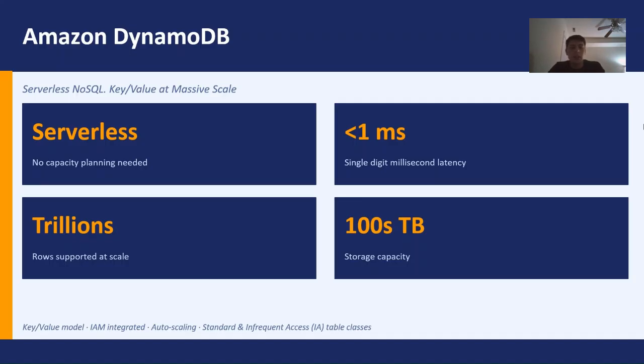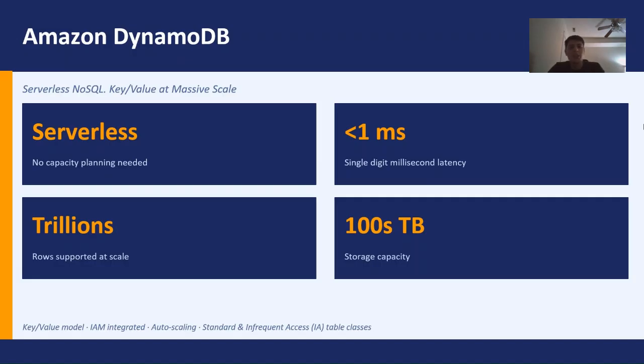Now we talk about Amazon DynamoDB, one of the most important services in the cloud industry overall. This is a serverless, NoSQL key-value database, fully managed by AWS. And when we say it scales, we mean it. Millions of requests per second, trillions of rows, hundreds of terabytes of storage. The latency is one of its biggest advantages. Single-digit milliseconds latency for reads and writes. This is critical for real-time applications.